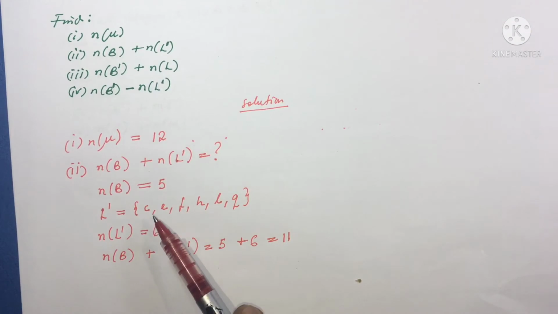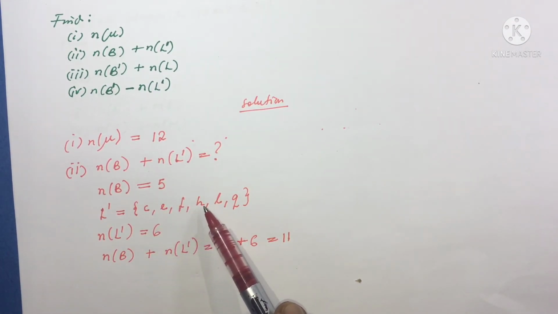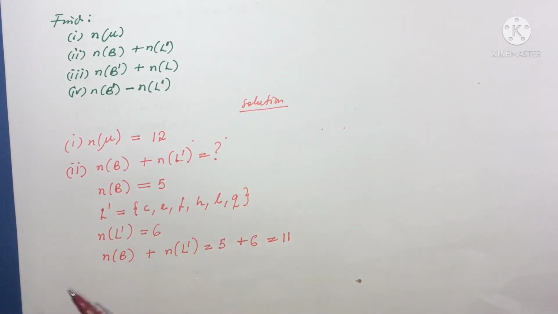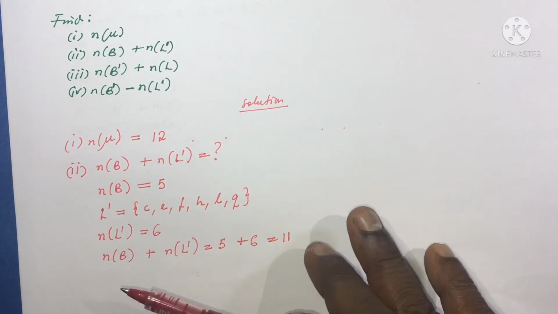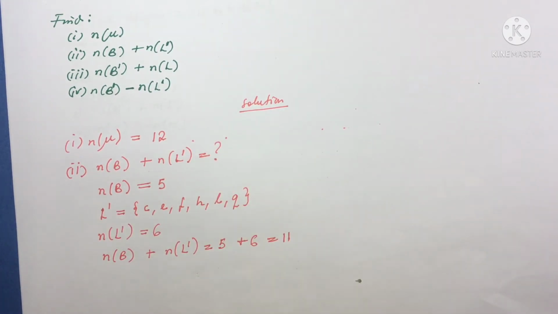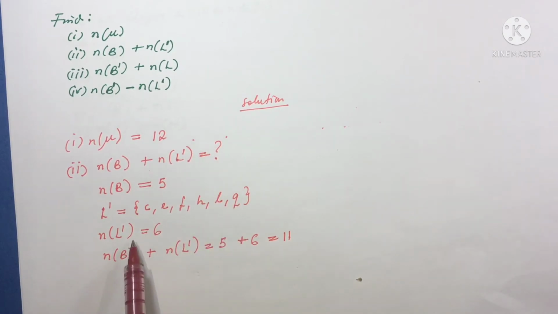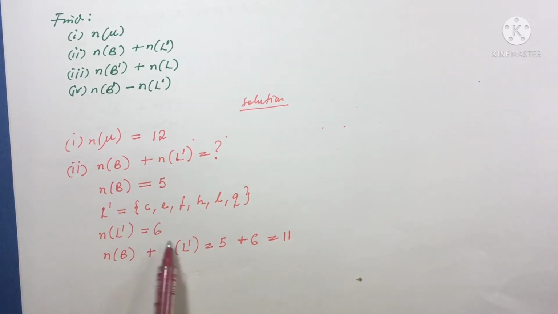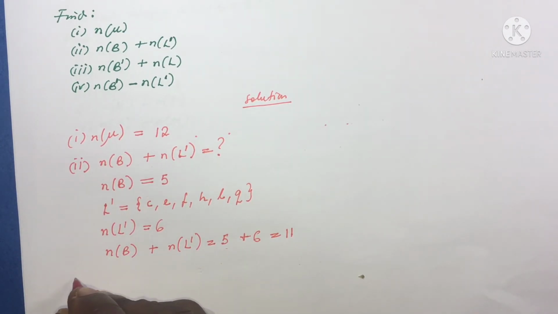So that was how we obtained C, E, F, H, L, and Q. All we had to do was to obtain the elements in the universal set not found in L. So that gave us C, E, F, H, L, and Q. Now obtaining the cardinality of L complement was to count the 6 elements in L complement. And adding the cardinality of B to the cardinality of L complement gave 5 plus 6, which is 11. Now let us go to question number 3.